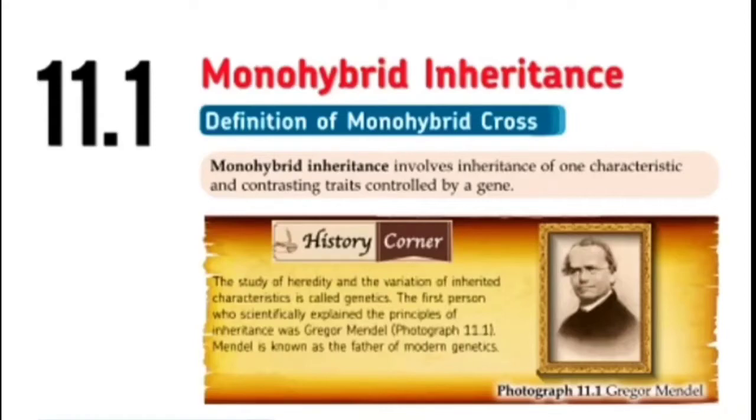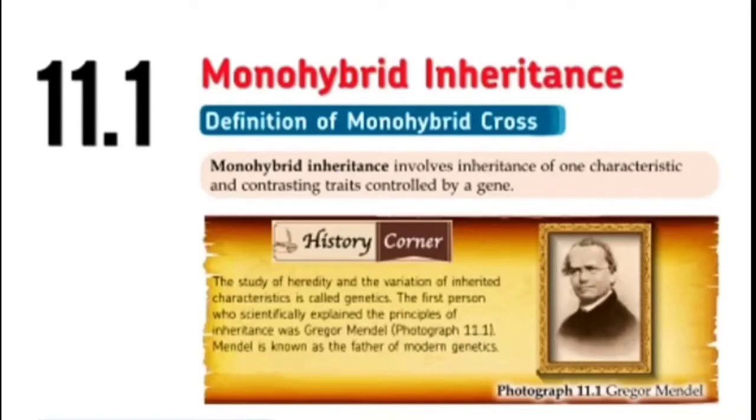This monohybrid inheritance involves inheritance of one characteristic and contrasting traits controlled by a gene. Okay, pewarisan satu ciri dengan dua sifat yang berbeza, ataupun sifat yang berbeza yang dikawal oleh gene. Meaning, gene is the one who controls the inheritance of a characteristic. Okay, so beza di antara karakteristik dengan traits. Karakteristik ciri, traits itu sifat.